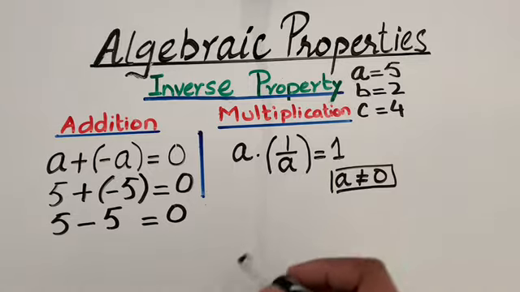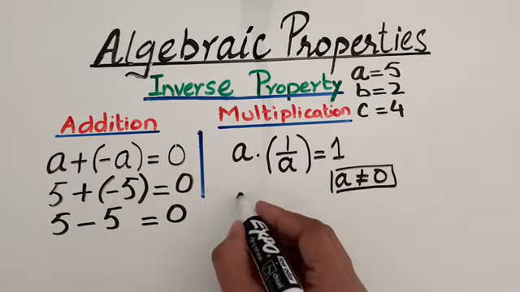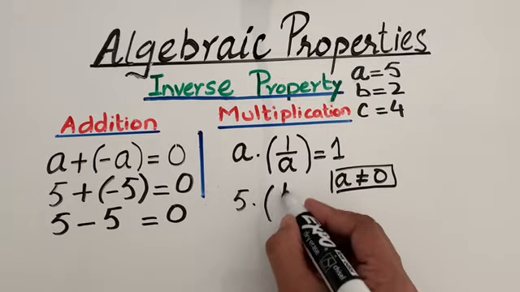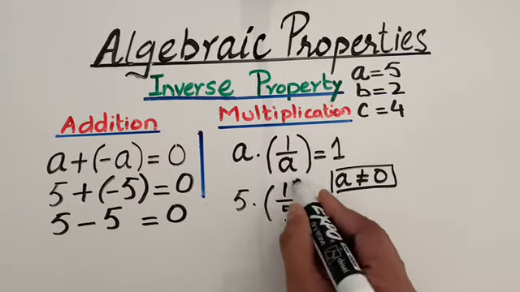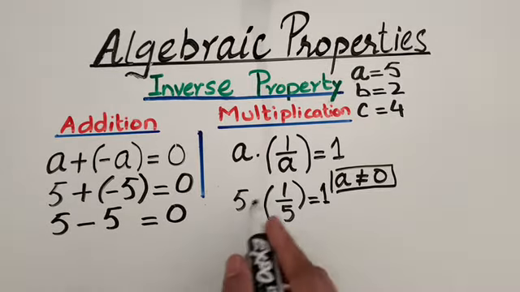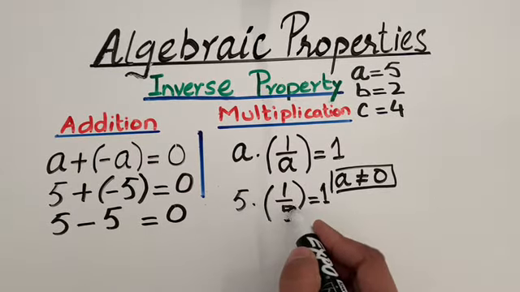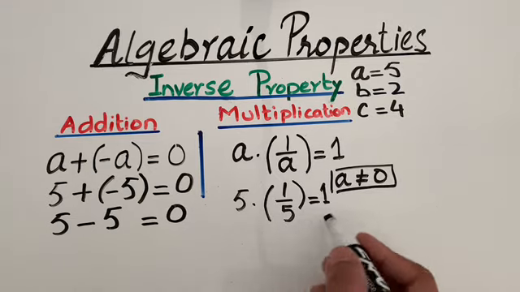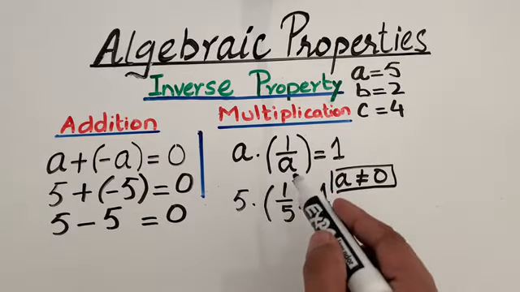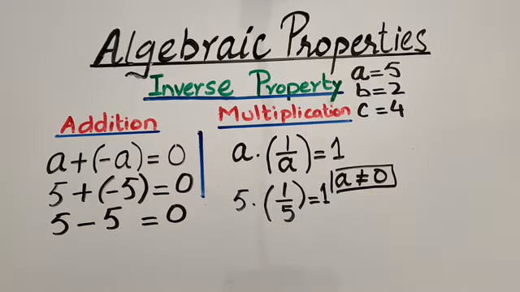Now move on to this side and substitute the values. 5 times 1 over 5 is equal to 1. 5 times 1 over 5 means 5 divided by 5 is equal to 1. So inverse property of multiplication: A times 1 over A is equal to 1.